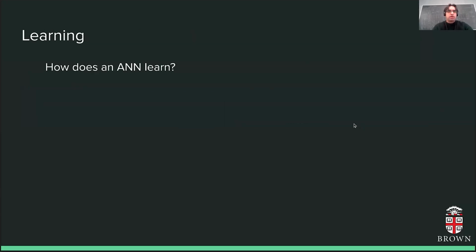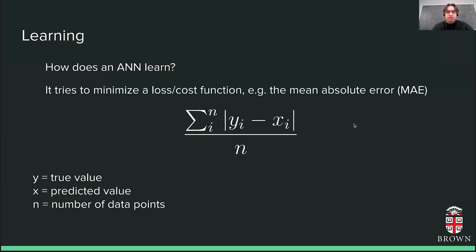So now that we have the basics of artificial neural networks, how do they actually learn and what do they actually do? The idea is to try to minimize a loss or cost function. So I have an example here. This is called the mean absolute error. It's a common loss function that's seen in machine learning. Other ones are the mean squared error, the root mean squared error, other things like that. But the idea is to minimize this guy here. And what are the things? Y is some true value. X is some predicted value that your neural network tries to spit out, and N is the number of data points.